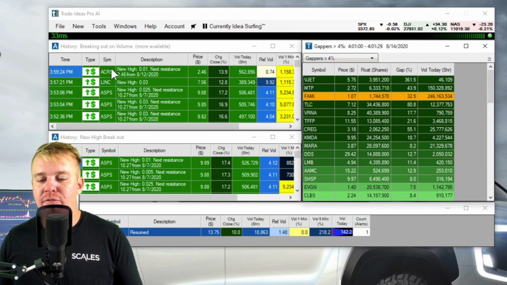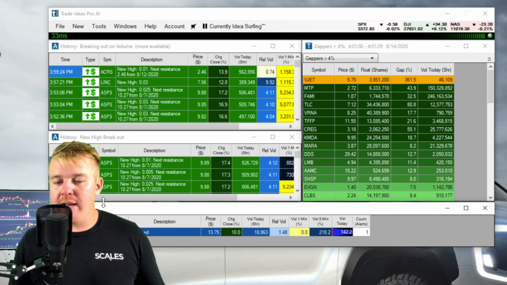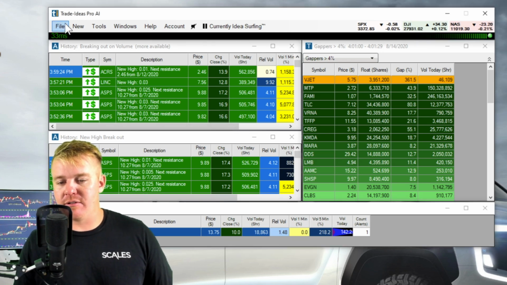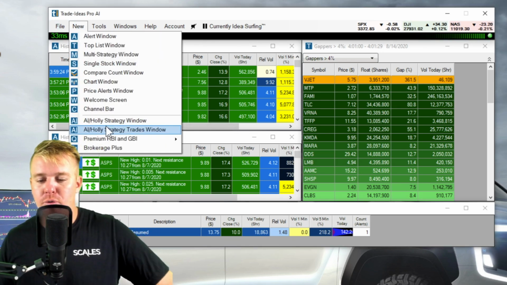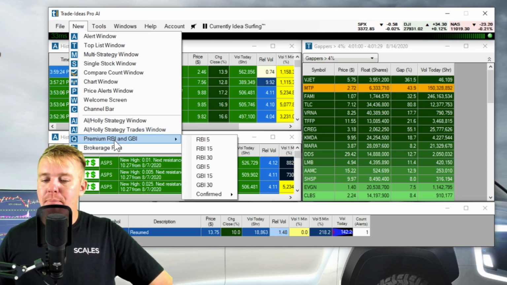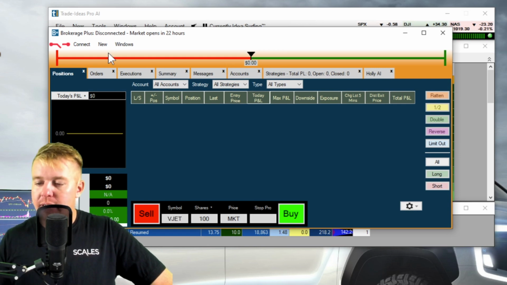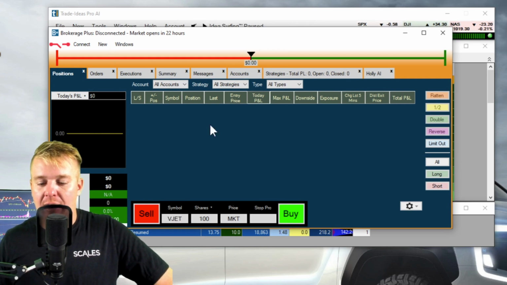Like I said, I'm looking for new high breakout. I'm looking at the breaking out on volume. I've got the halted scanner as well. But don't be afraid to check out all of the channels that are built in. It's very easy to go through there. You've got the AI. You've also got the paper trading, brokerage plus as well. And you can really spend some time and dial in and do all this.